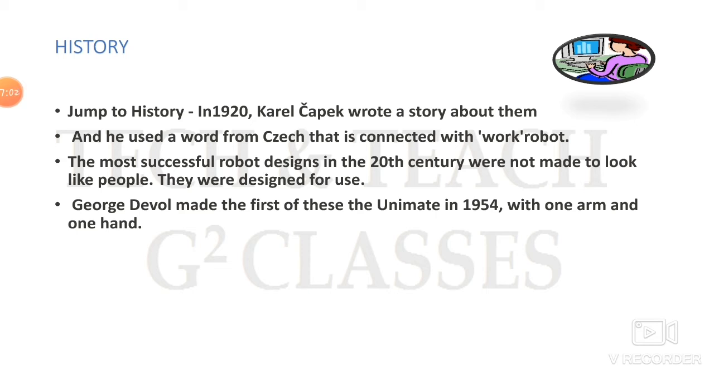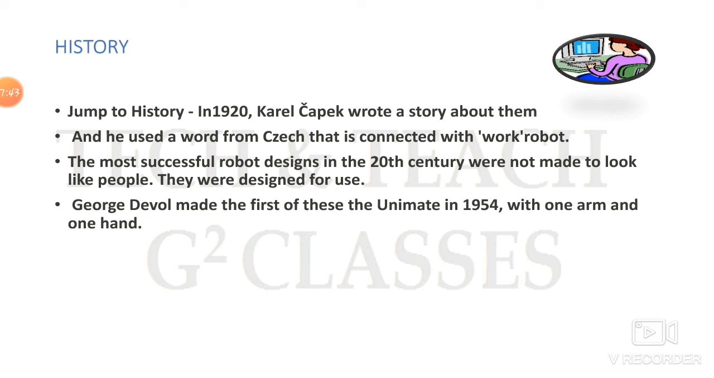Okay, then the most successful robots designed in the 20th century were not made to look like people, they were designed for use. I already told you that in earlier days we did not make robots with a human-like structure, but nowadays we are doing that. In earlier days we had toys, cars, whatever it may be, and if it operated without the intervention of a human being, we called it a robot. Clear. Then George Devol made the first Unimate in 1954, with one arm and one hand. The first person who made a human-like structure was George Devol. Okay, George Devol. Clear. We learned about history.